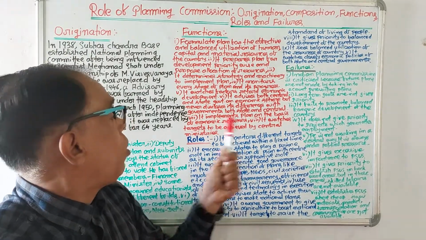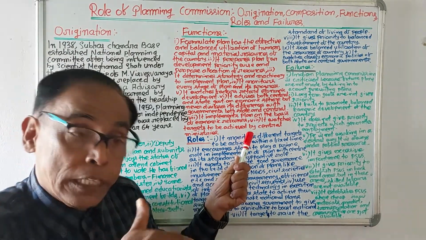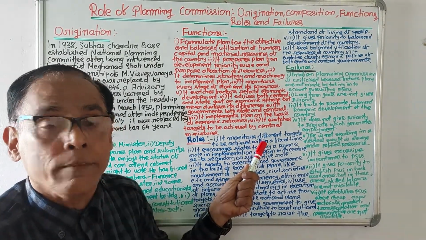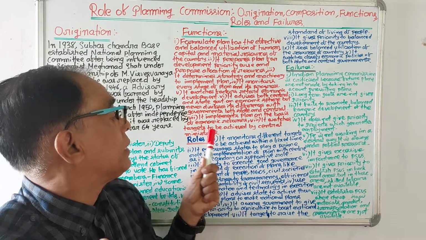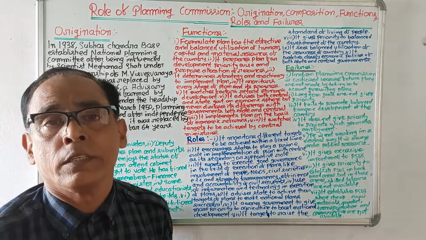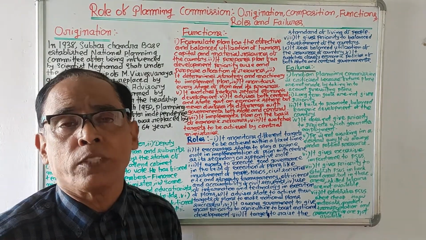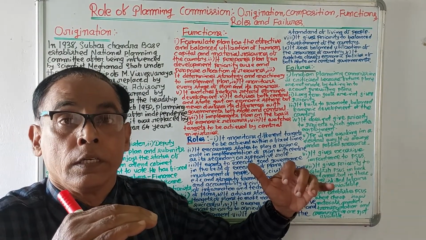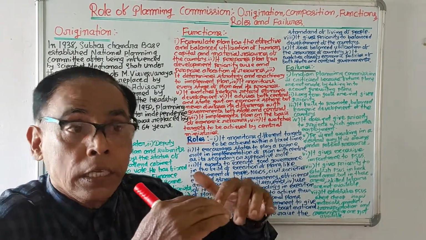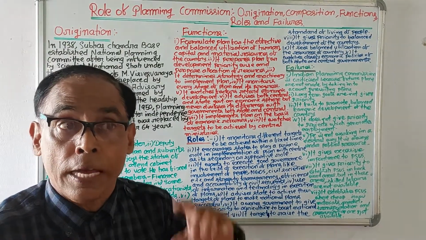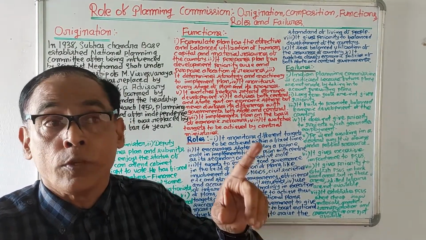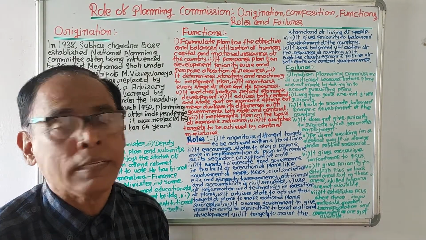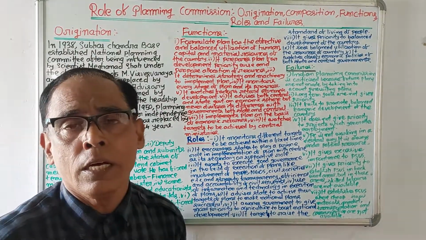It implements plan on the basis of new economic reforms of the country. Finally, it watches targets to be achieved by central ministers. Another function of the Planning Commission is that it gives targets to central ministries. It wants these central ministries to achieve their targets within a stipulated time-bound period. So these are all the functions of the Planning Commission.